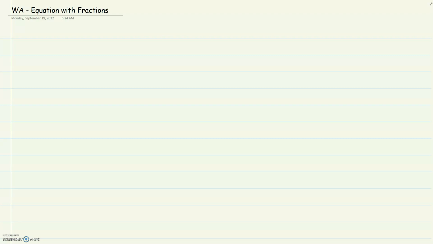Wanted to go over written assignment number 4 with the equation with fractions. This is the one that most of you actually have questions on, so let's go over that. 3 over 2x plus 1 over 3x is equal to negative 3x plus 3 over 4.